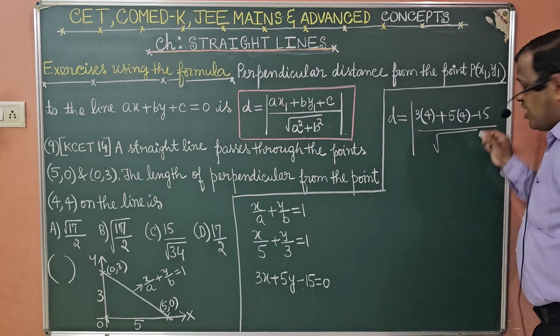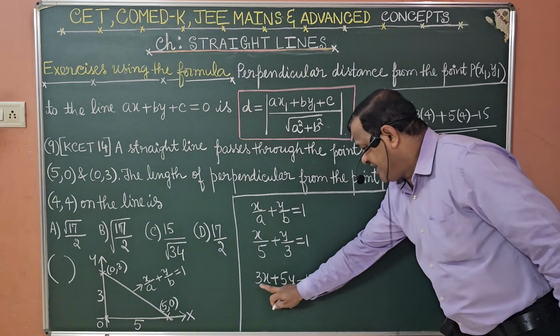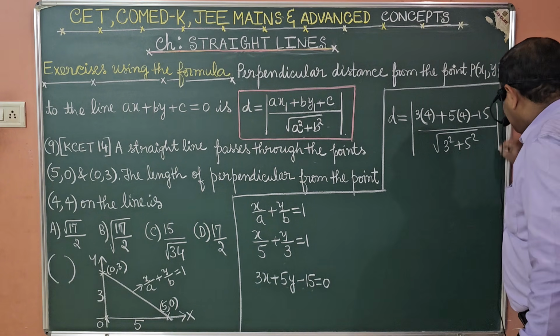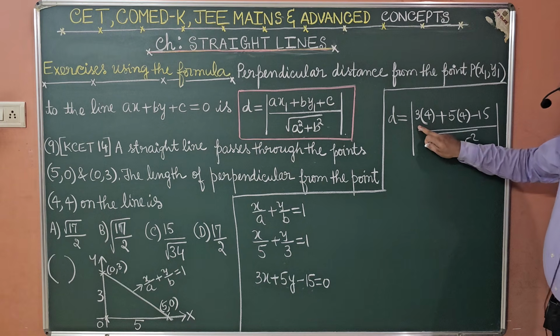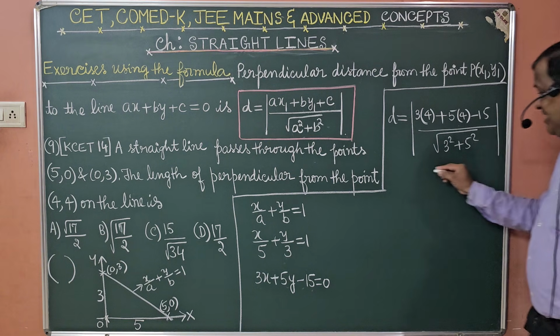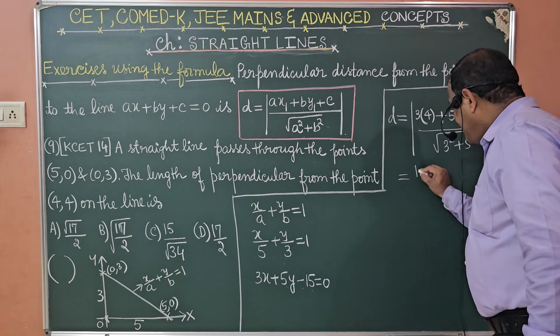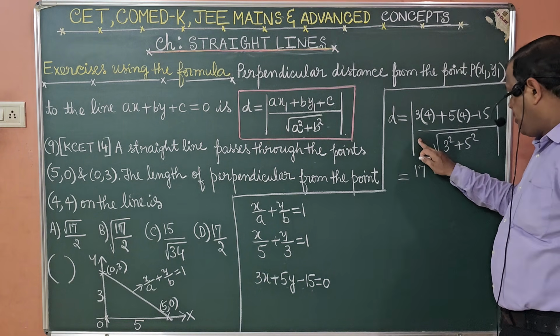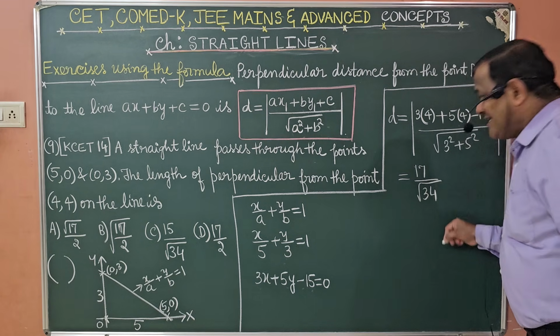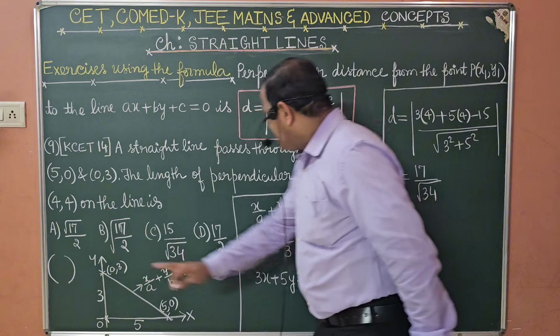Divide by square root of a square plus b square, which is again 3 square plus 5 square. And therefore, we can do mind work. 12 here plus 20, so 32. 32 minus 15, so it is 17. So it is 17, no need of modulus because it is already positive. And this is square root of 34. So it looks like there is no option which matches with this.